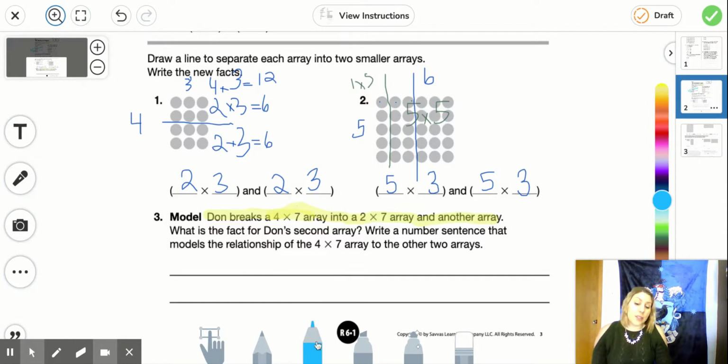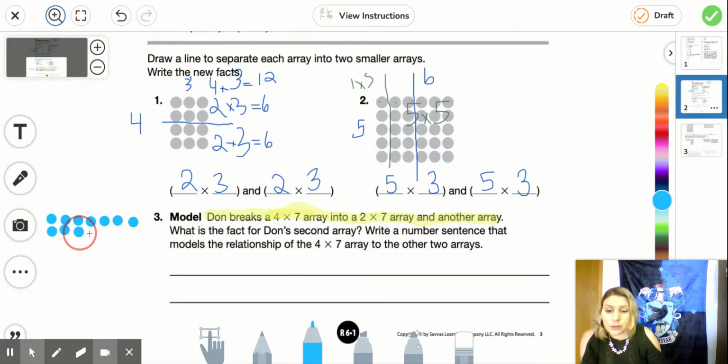Now on Seesaw, I can use this marker tool and use a bigger dot here to show an array. So 1, 2, 3, 4, 5, 6, 7. There's 1 row of 7. I need 4 rows. 1, 2, 3, 4, 5, 6, 7. There's 2 rows. 1, 2, 3, 4, 5, 6, 7. There's 3 rows. 1, 2, 3, 4, 5, 6, 7. There's 4 rows. So 4 rows of 7.